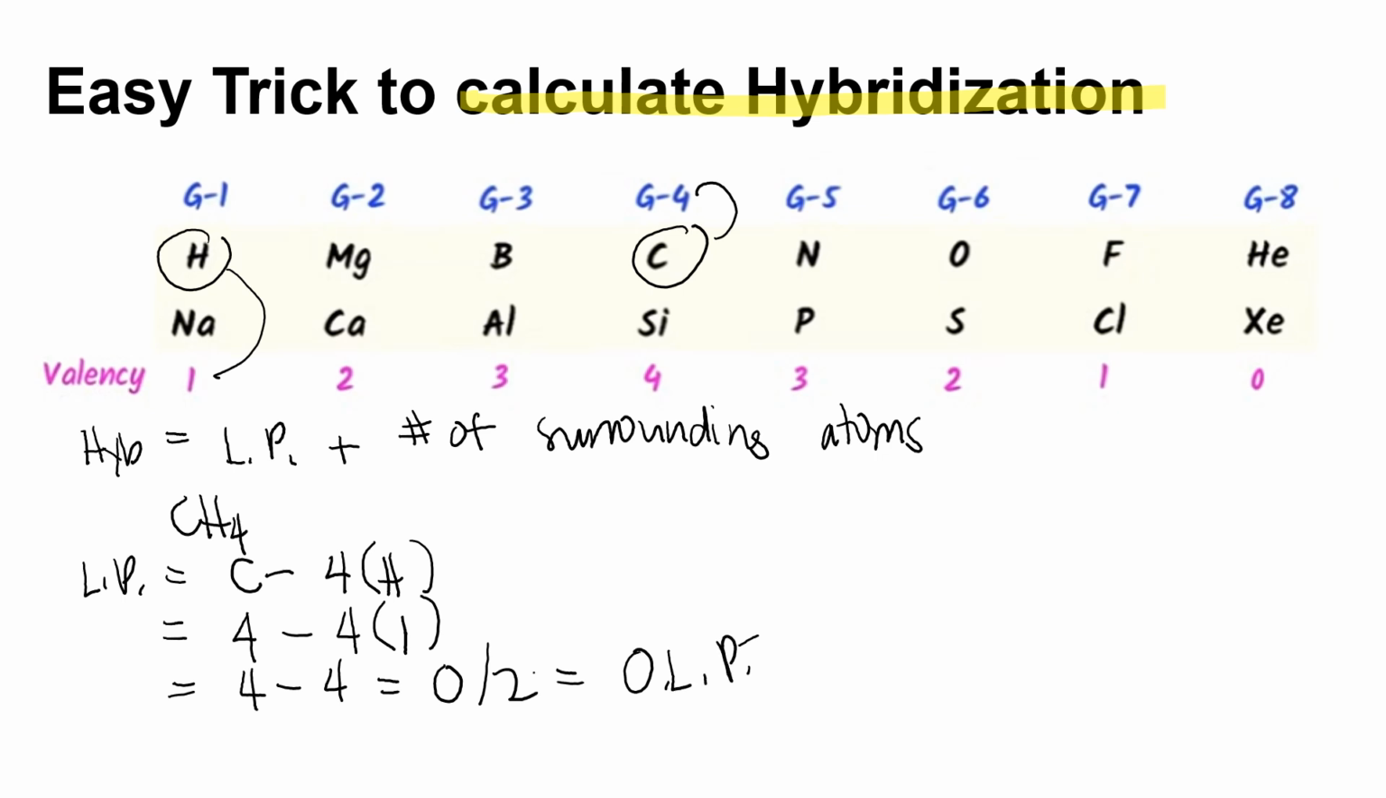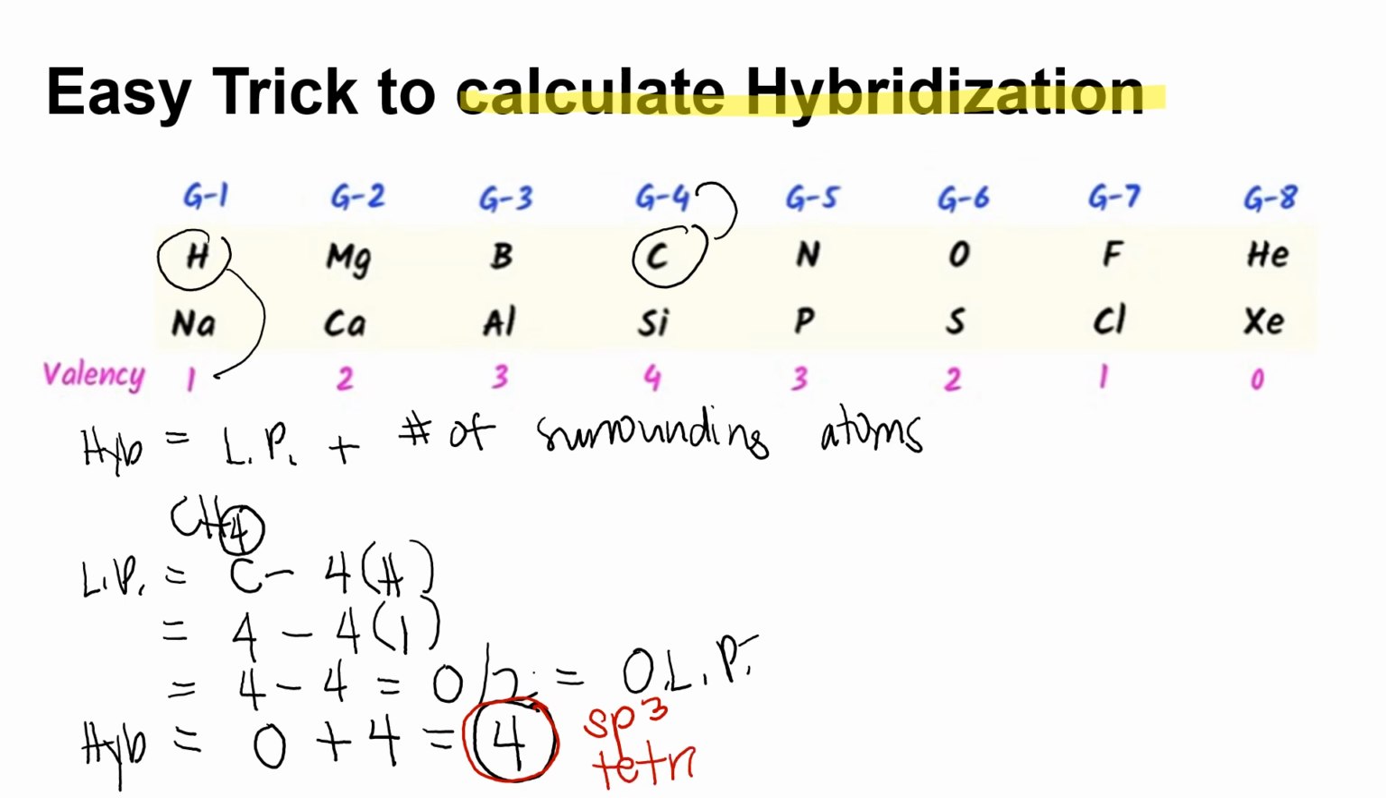So you use that for your hybridization. Hybridization is equal to the lone pairs, 0, plus how many surrounding atoms. You have 4 surrounding atoms, which means you have 4 orbitals. If you have 4 orbitals, this is sp3. And if it is 4 orbitals, that is tetra. The shape is tetrahedral.